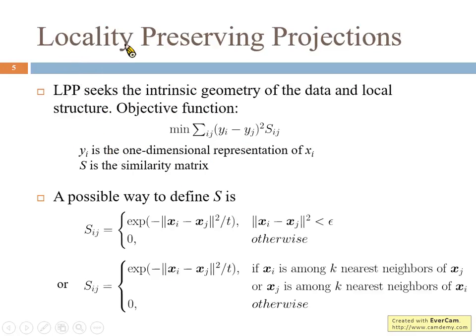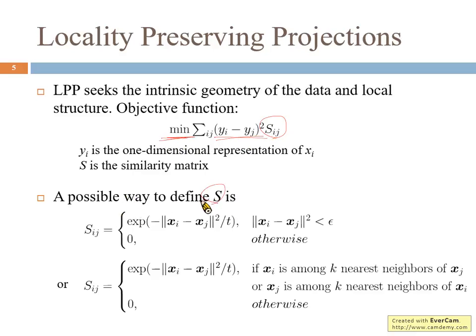Now we introduce the locality preserving projection, or LPP for short. LPP seeks the intrinsic geometry of the data and the local structure, and we try to solve the following optimization problem. The objective function is defined like this. Assume that yi and yj are the projected sample data in the lower dimensional space, and Sij means the similarity between sample i and sample j in the original feature space. We want to find the best projection such that in the projected space, the distance between yi and yj, weighted by the similarity matrix, is minimized.